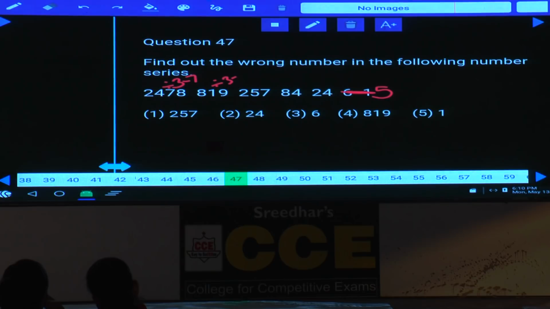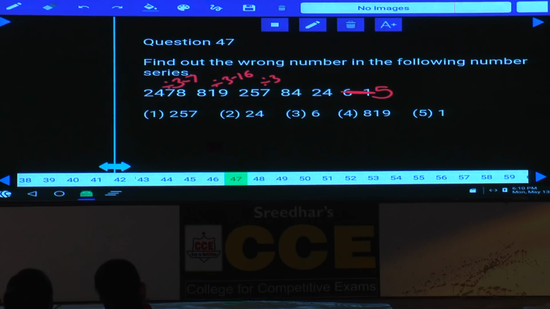And here what is the difference? 273 minus 16. 273 minus 16 will be 257. And next one here, 257 divided by 3, that is 85 and 2, and it is not divisible by 3 at all, isn't it? Hence, what is the wrong number here? 257 is the wrong number. Done? Let us come to the next one.